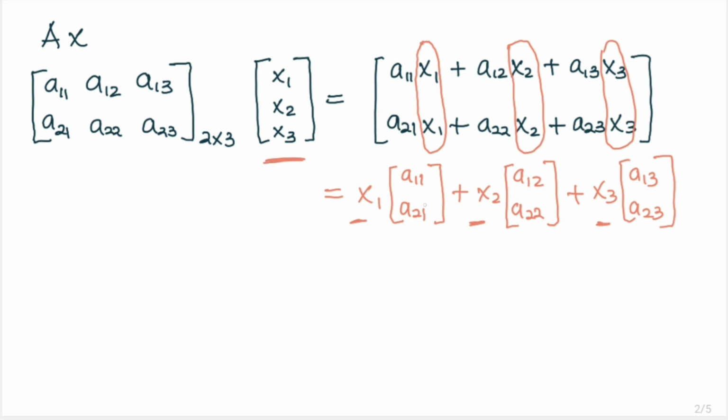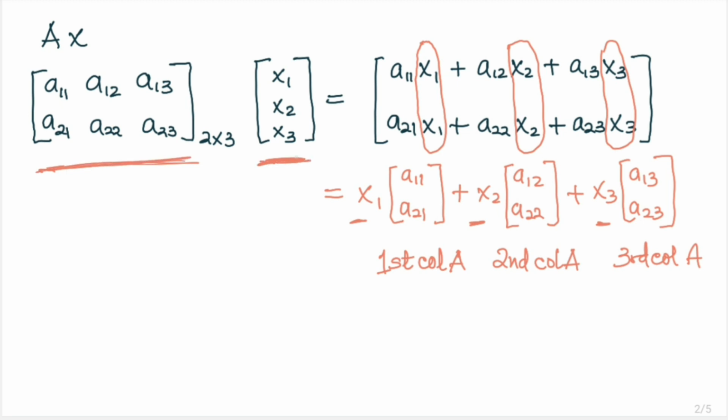We are multiplying it by the columns of this matrix, because the first column of this matrix is A11, A21. So let me just, for emphasis, write this is the first column of A. Then this is the second column of A. And this is the third column of A.